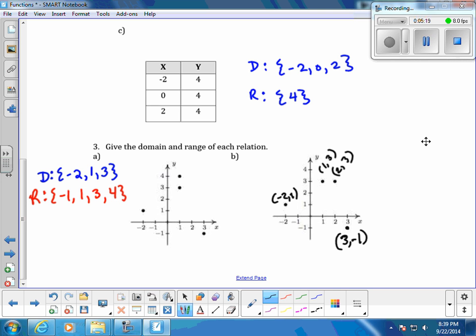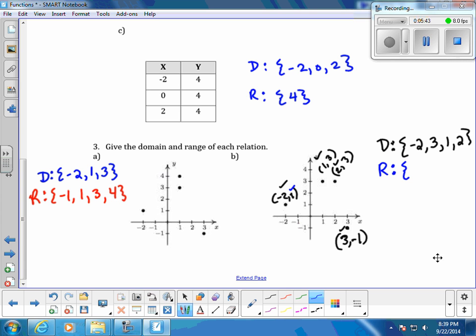So I could also list my ordered pairs and then go back and say the domain and list all the x values. So -2, 3, 1, and 2. And sometimes it's nice if you put these in order according to the number line, but it's not incorrect if you don't. It just may be more formal.